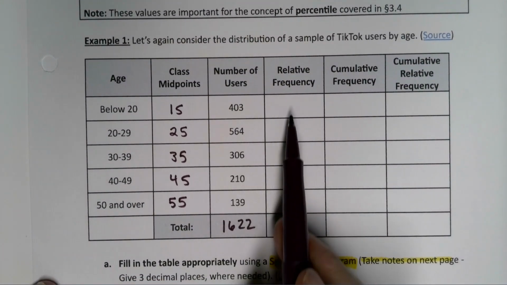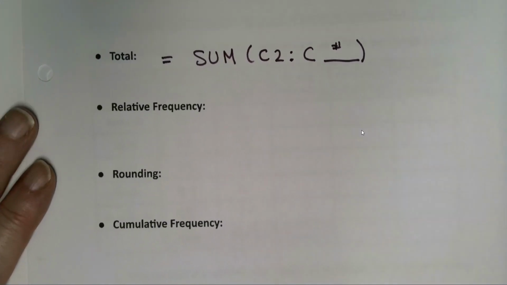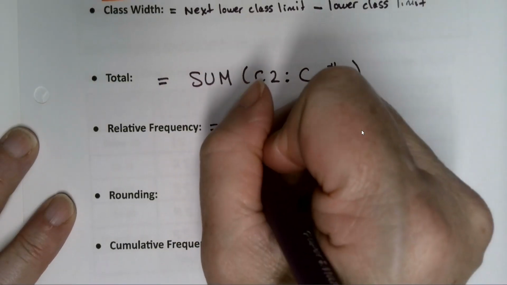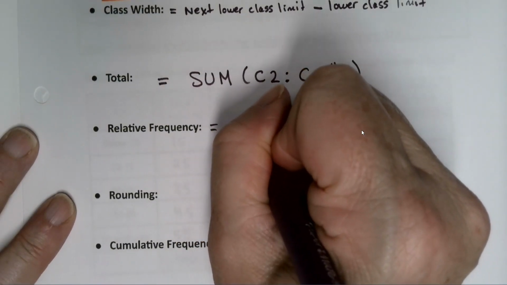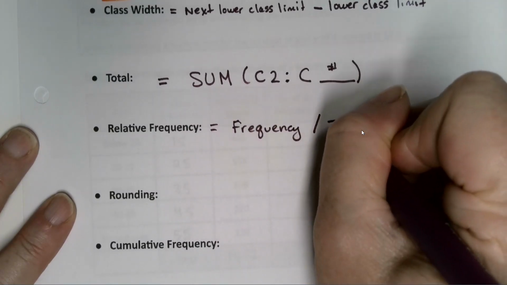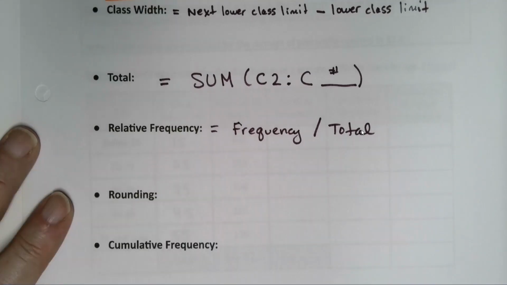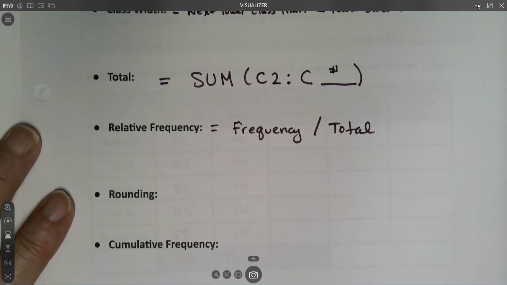Now we're going to find the relative frequencies. Okay, well, we actually already learned how to find relative frequencies. Relative frequency is the frequency divided by the total. I mean, that's what relative frequency is. So it's equal to the frequency divided by the total. Now the frequency will be sitting there in one of your cells. So let's look at it.